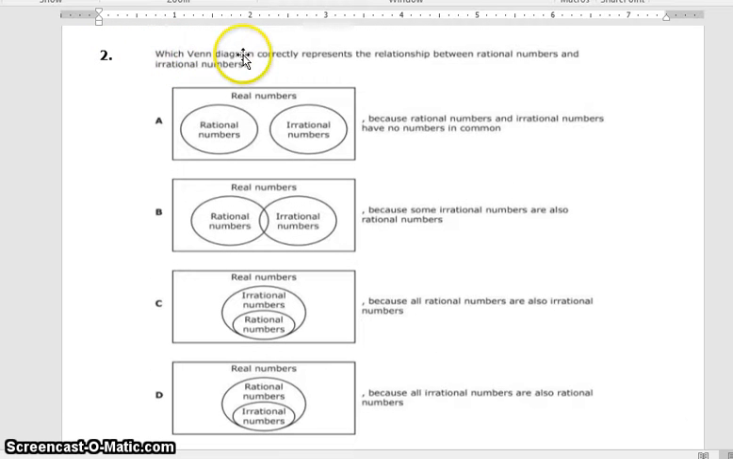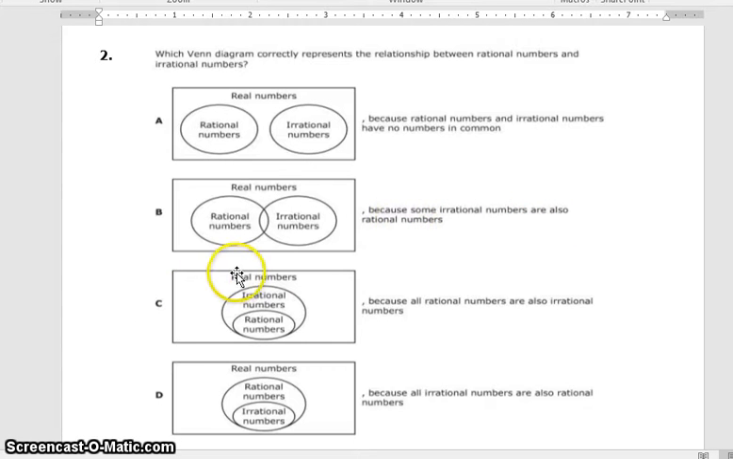Number 2. Which Venn diagram correctly represents the relationship between rational numbers and irrational numbers? A. A real number box with rational over here, separate from irrational, because the rational numbers and irrational numbers have no numbers in common. B. Real numbers, we have rational and irrational and they overlap, because some irrational numbers are also rational numbers.